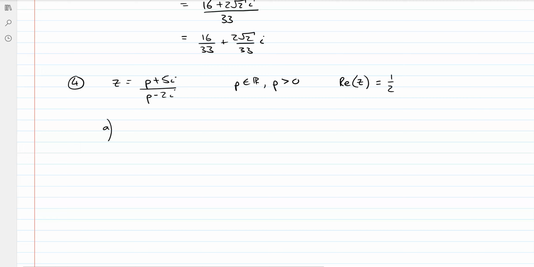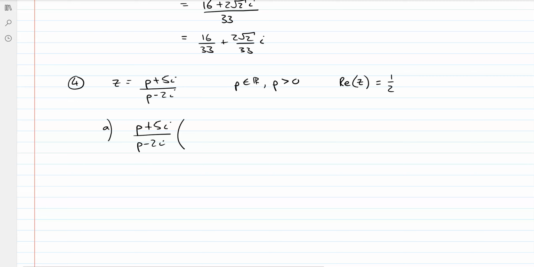Okay, so if the real part of z is a half, first of all we need to find what z is. We need to split it into its real part. Like the question above, we've got a real part and we've got an imaginary part. So we want to get it in that form, and then we can put the real part equal to a half because we're told that that's equal to a half in the question. So let's take z.